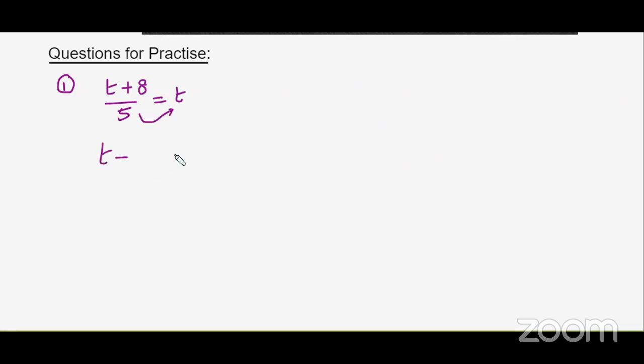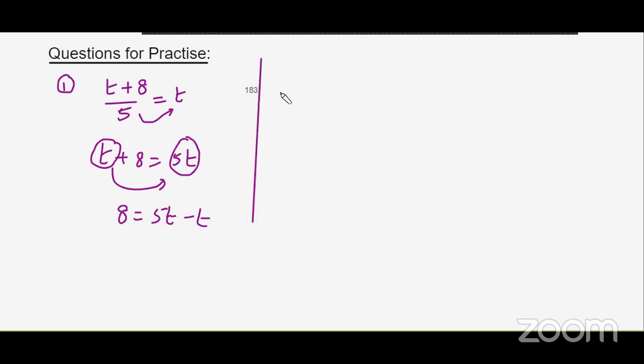Now it has become, in which form? Equation having variable on either side of the equation, correct? So now the rule, 5t and t, which term should shift? Which is the smaller one? Yes, it's t. So you'll shift that and you'll solve it further. So this will go to the other side, 8 equals to 5t minus t. And from here on, I'm leaving it for you to solve it further. Correct? Let's take the next one.